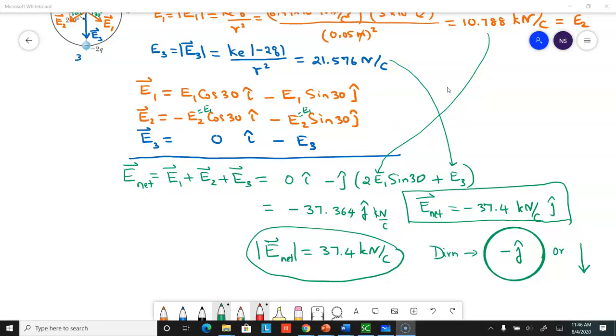Okay, just a couple of things I realized I missed. There should have been a j hat here. Forgot about that. And also this E3, 21 point, this one here, 21.576 kilonewtons per coulomb. And I think the rest of it looks good.